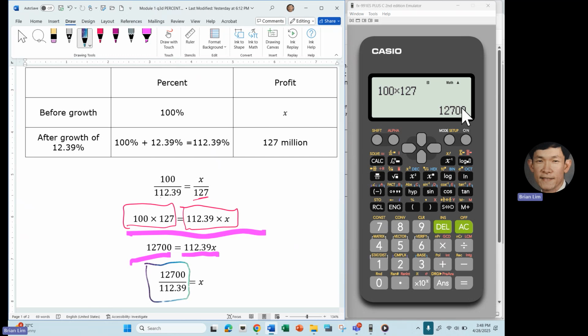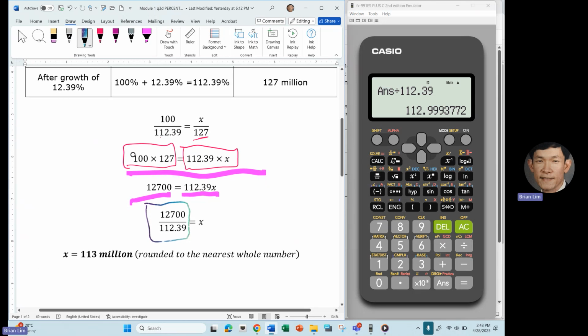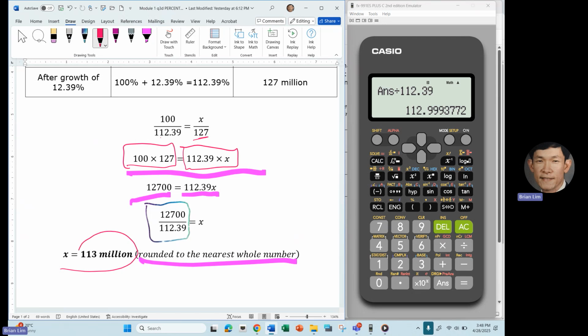So we have the 12,700 already on the calculator, so we'll proceed to divide by 112.39. And that gives us an answer of 112.93772, but it's rounded. We have to round to the nearest million, or the nearest whole number, which will result in the number being this right here, 113 million. So that is the answer.